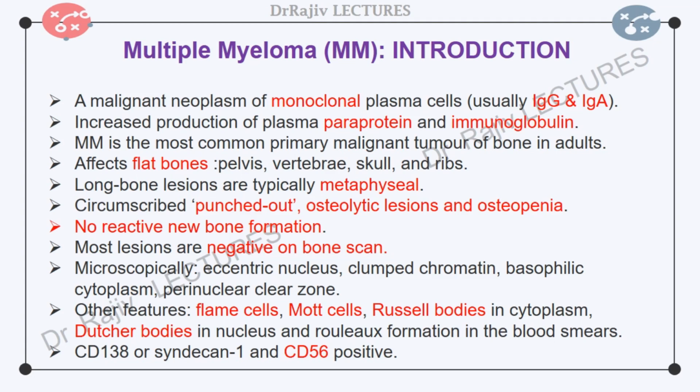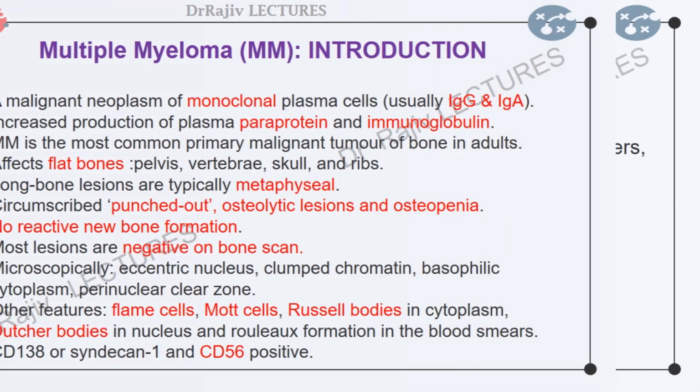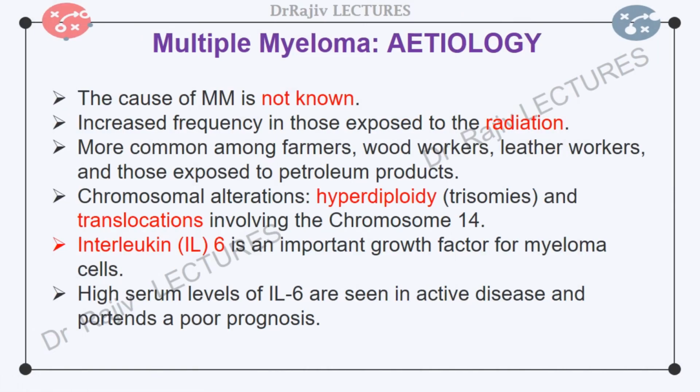Microscopically, the tumor cells are round or oval with an eccentric nucleus and clumped chromatin, have a dense basophilic cytoplasm and a perinuclear clear zone containing Golgi apparatus. Other pathological features are flame cells, moat cells, Russell bodies in cytoplasm, Dutcher bodies in nucleus, and rouleau formation in the blood smears. Plasma cell tumors are positive for CD138 and CD56.